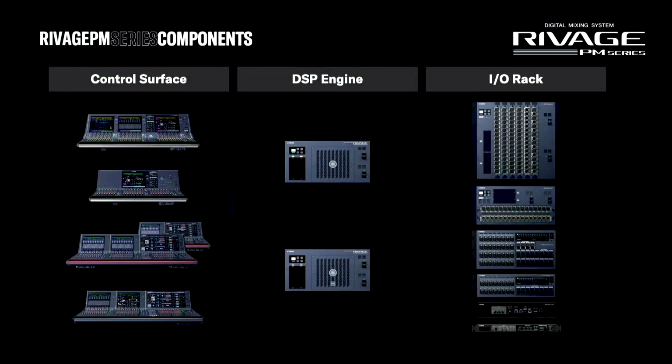Having said all of that, in the last 3 webinars, we went through the families so far. So we looked at the RIVAGE control surfaces, the PM3, PM5, the PM7, and the 2 variants of PM10.